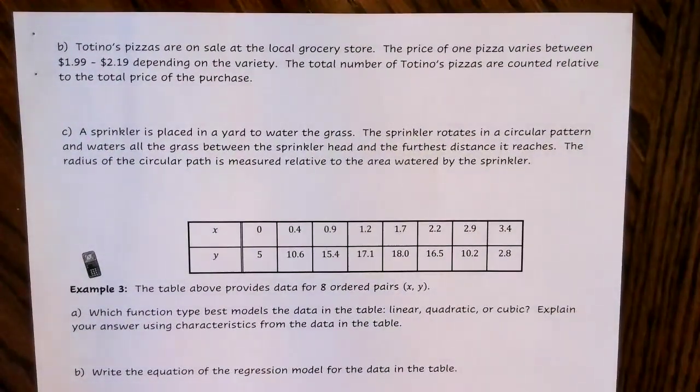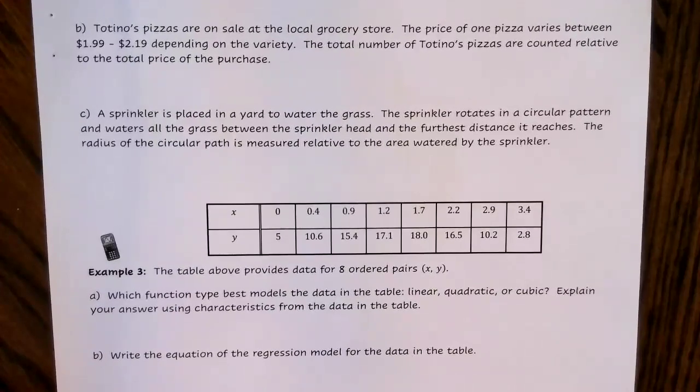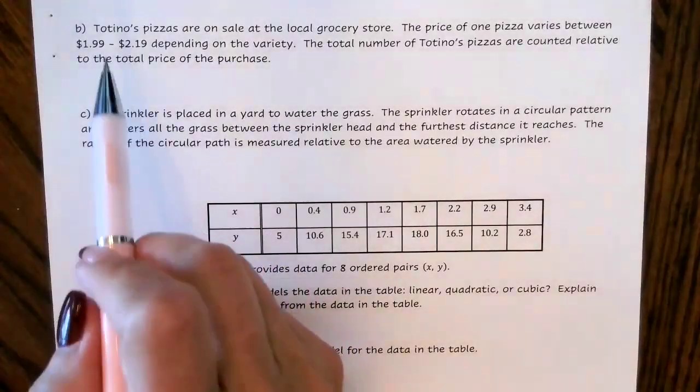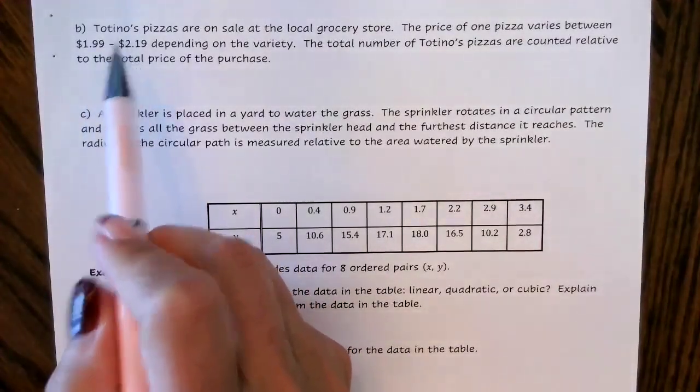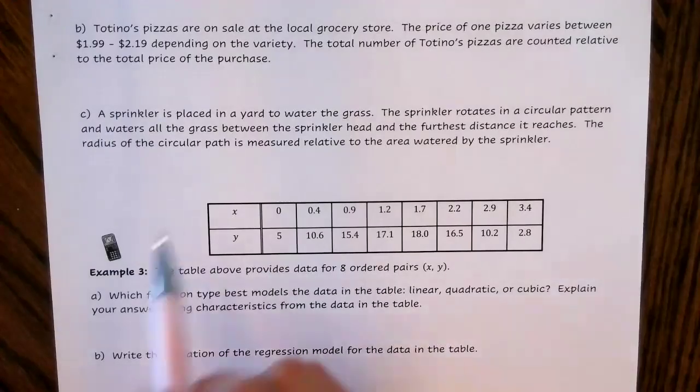All right, here's some more examples. Totino's pizzas are on sale at the local grocery store. The price of one pizza varies between $1.99 and $2.19, depending on the variety. The total number of Totino's pizzas are counted relative to the total price of the purchase. In this case, that would be linear because these prices probably depend on 1 topping, 2 topping, and 3 topping, and so on. So we're looking at something that's growing linear.